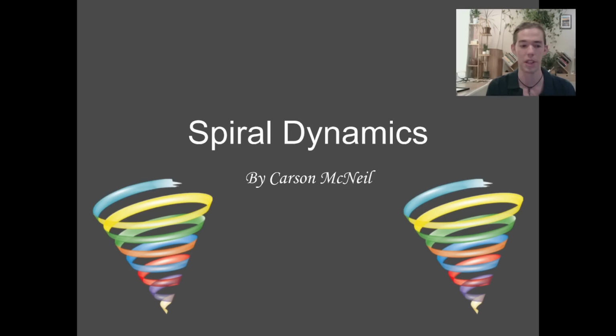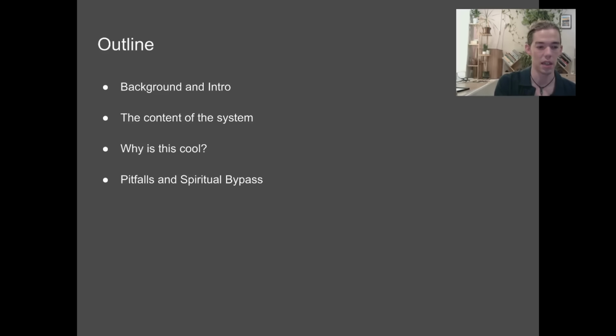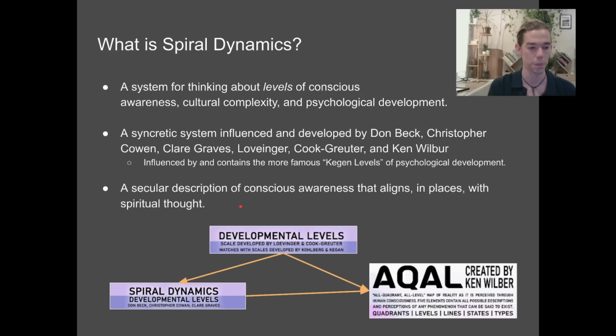So I'm talking about spiral dynamics, which is a system of psycho-spiritual development. It describes levels of conscious awareness. I'll first give you a background as to what this system is, and I'll tell you about the content of the system, what the levels actually are. Then I'll talk a bit about why this is cool, and pitfalls and spiritual bypass. This is a term that gets thrown around a whole lot, spiritual bypass, and I think this system is very relevant to it. So first of all, what is spiral dynamics?